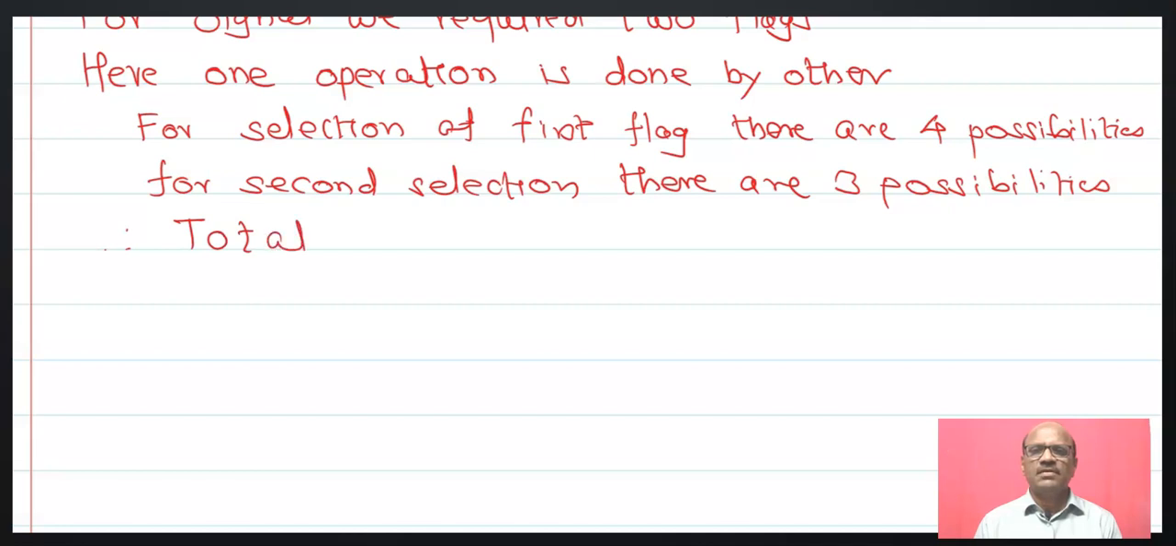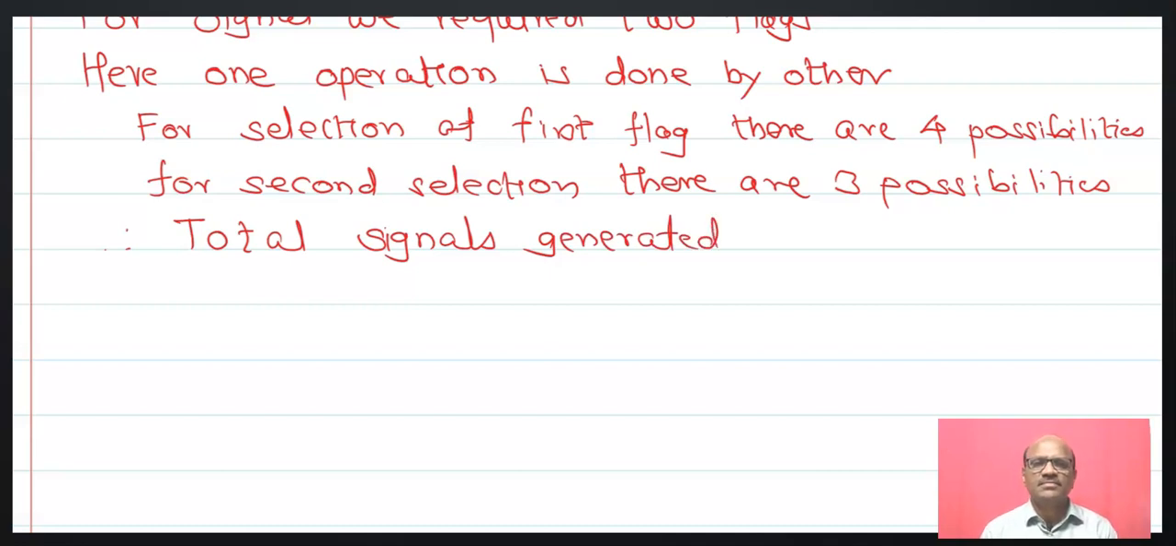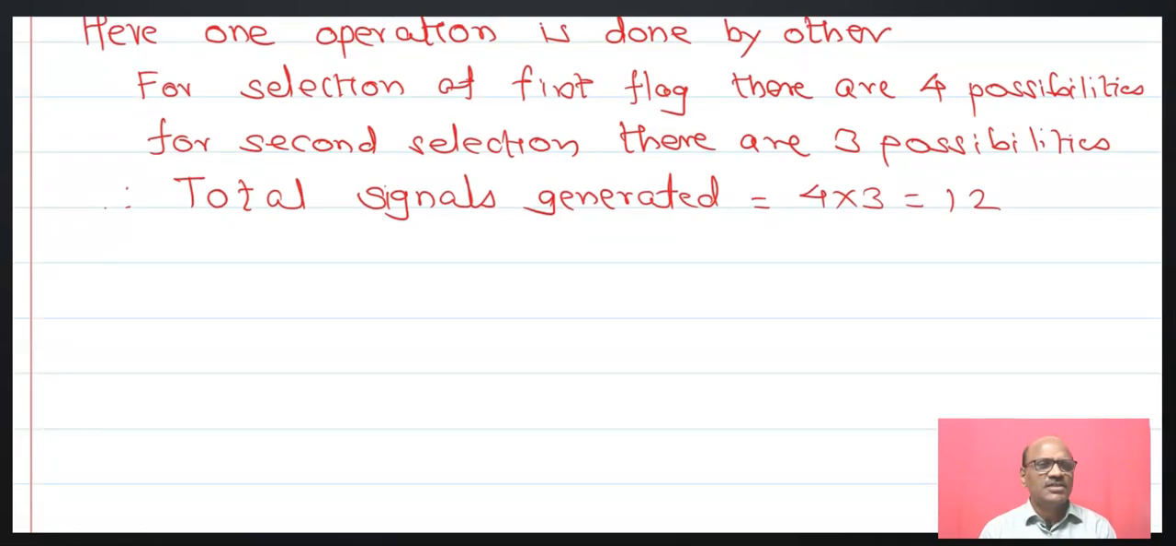Therefore, total signals generated is equal to 4 into 3, that is equal to 12. Here we apply the multiplication principle. There are 12 possibilities.